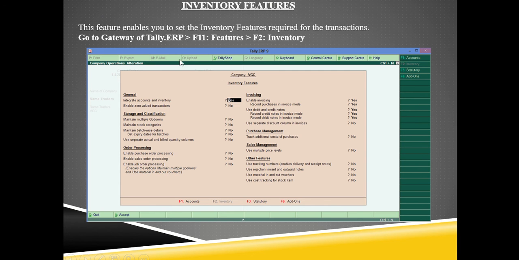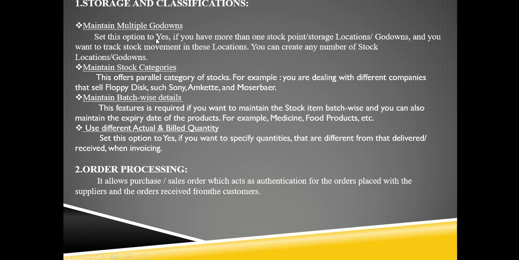So the inventory features. If you look into the inventory features, the inventory screen would look exactly like this. So under inventory features, we have the storage and classification. Under that we have maintain multiple godowns. If you want to maintain multiple godown activities, then you can create that. And maintain stock categories. For example, if you're dealing with different companies that sell floppy disks, then you can maintain this category in order to maintain stock categories. Maintain batch wise details in order to show the expiry date of the products. Use different actual and billed quantity if you want to specify quantities that need to be delivered.